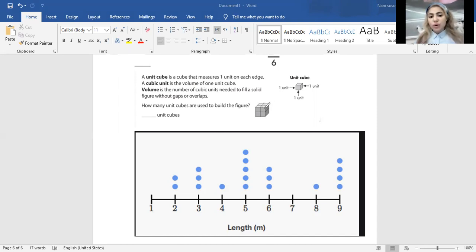So count 1, 2, 3, 4. You only see 4 in the upper part. How many layers? 2. So 4, 5, 6. There is another 2. I don't see 7, 8. So it is 8 unit cubes.